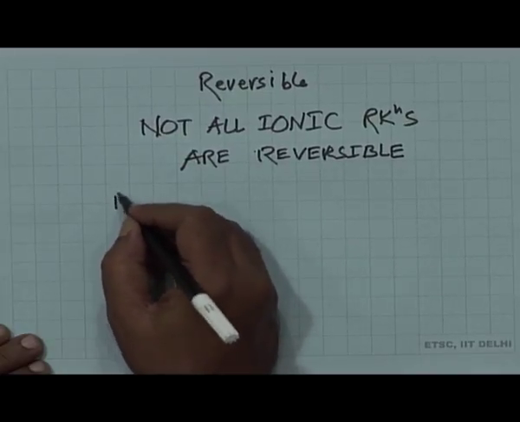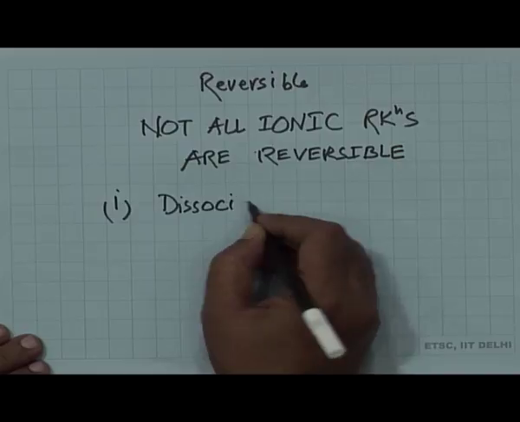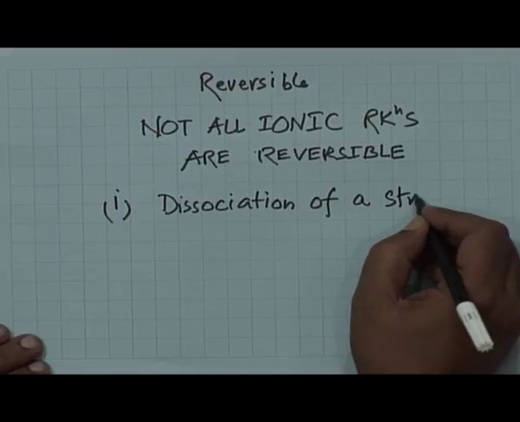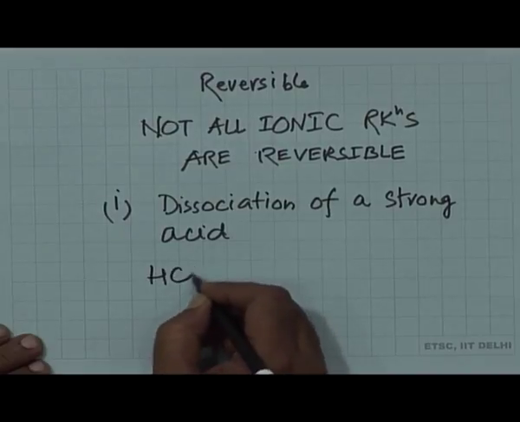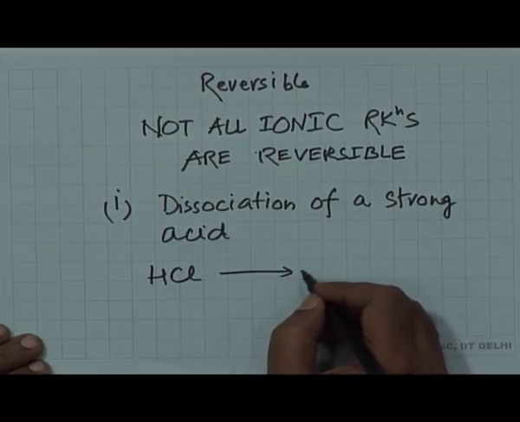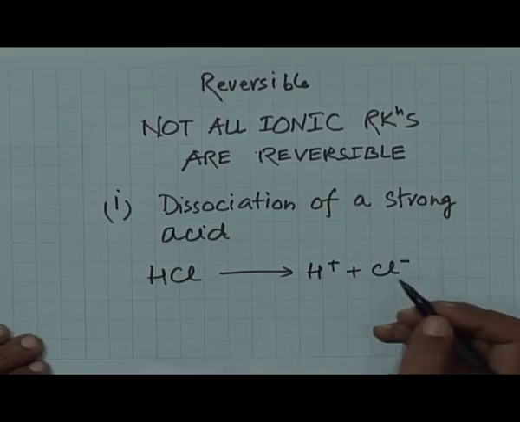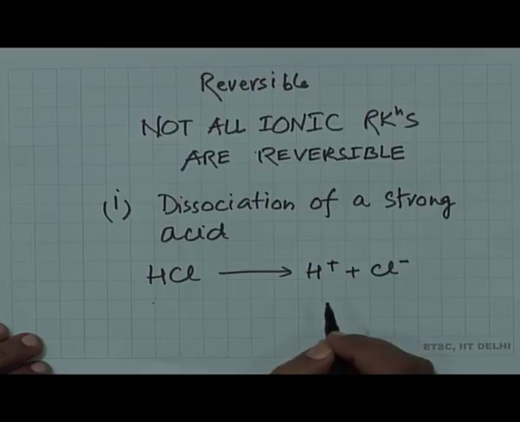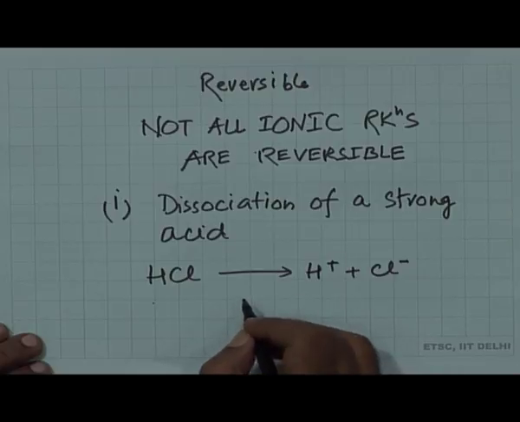For example, dissociation of a strong acid, for example, HCl. This completely dissociates, it means it is almost irreversible, to give you H plus ion and Cl minus ion. So, when the reactions are irreversible, we cannot apply the concept of equilibrium here.